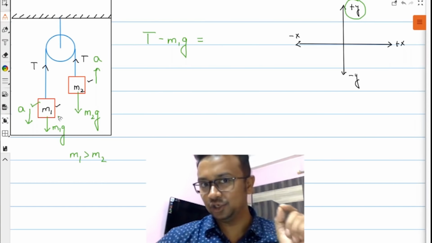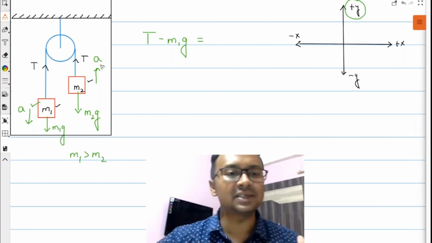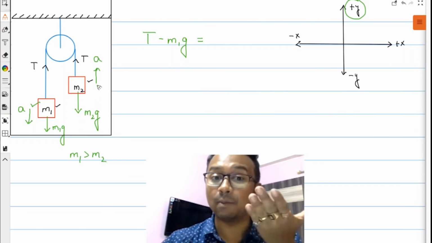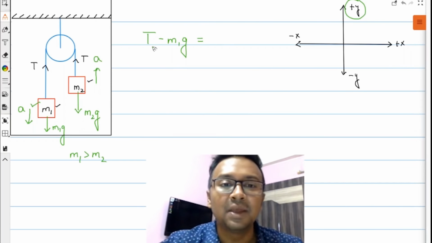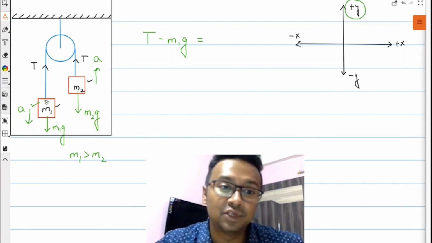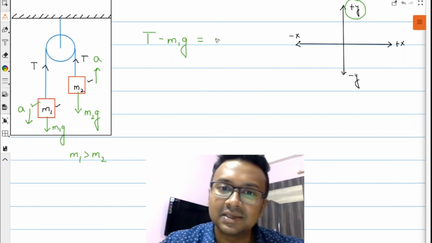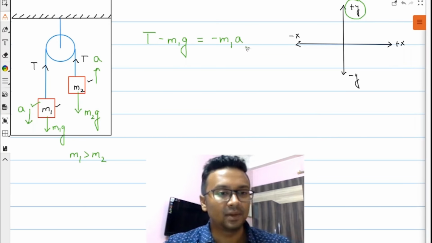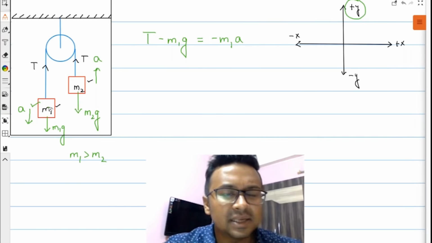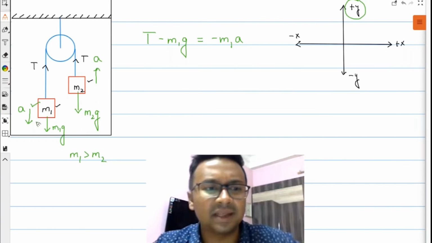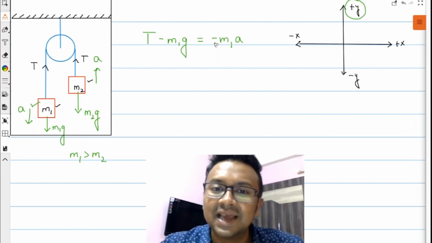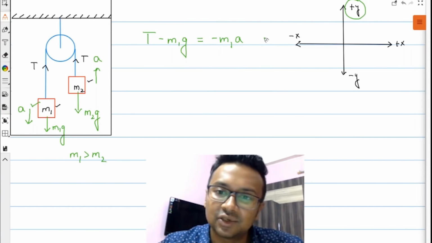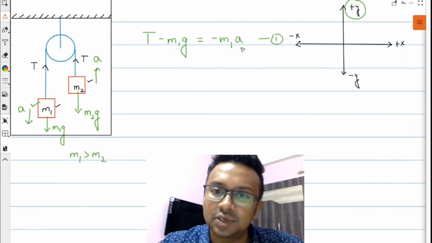Whatever is the acceleration of M1 in the downward direction is the acceleration of M2 in the upward direction. So T minus M1G for this particular mass is going to be now minus M1A. Why minus? Because it has an acceleration in the downward direction. So downward direction is negative, my dear students. So that's my first equation.